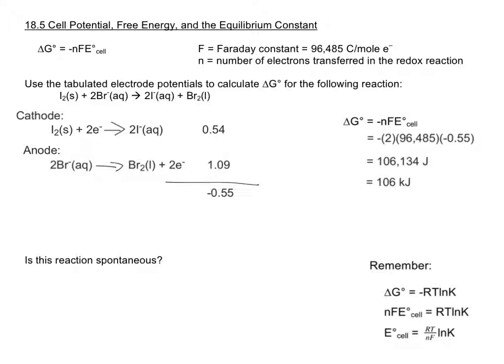All right, and so is this reaction spontaneous? The answer is no, and you should know that both from the negative cell potential and from the positive delta G. So remember, a positive delta G is non-spontaneous, and a negative one would be spontaneous or thermodynamically favored. Okay, so just as a reminder, all of these equations are also on your equation sheet, so you should have no problem referring to those.